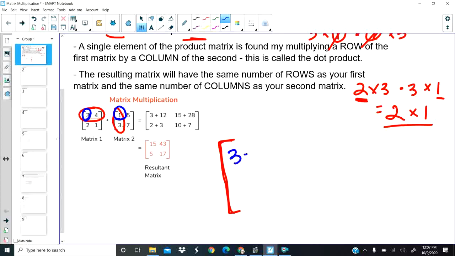So we would have 3 times 1. And then to that, we're going to add the second number in the row of the first matrix times the second number in the column of the second matrix. So that's going to be plus 4 times 3. So then that's where you see that 3 plus 12, and that was a times right there too. It looked kind of like a subtraction symbol, but it was just the multiplication dot. But that's where you see this element here, the 3 plus 12.